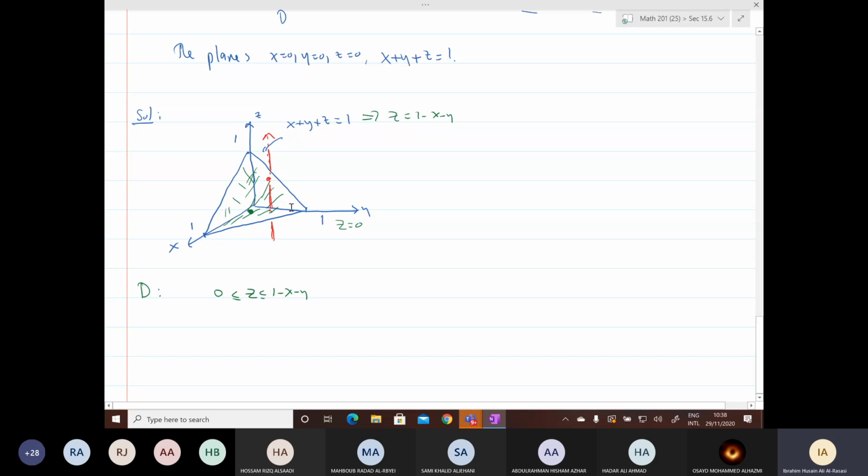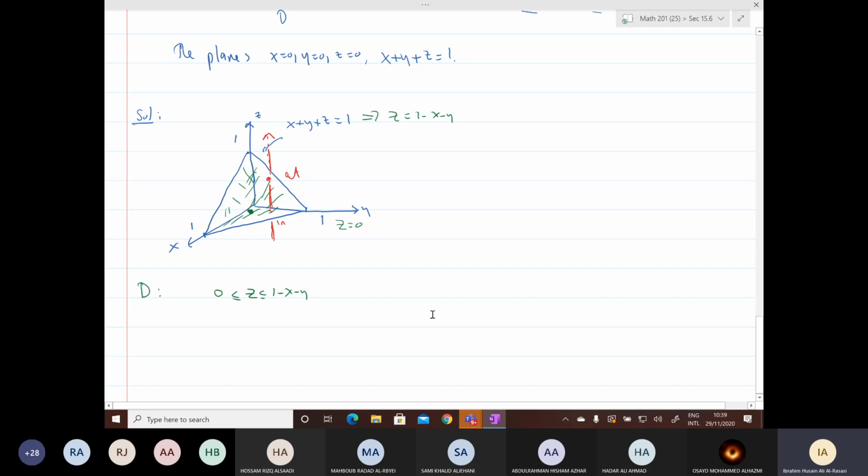I enter the solid through the floor, so this is z equal to 0. And I leave it through the triangular region, which is z equals 1 minus x minus y. This is the upper, this is out. If you take a line, you enter the solid through the floor and you leave it through the triangular region. So this is the lower, and this is the upper.